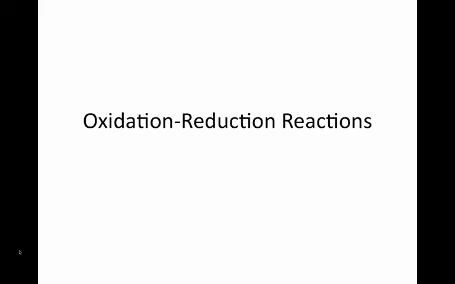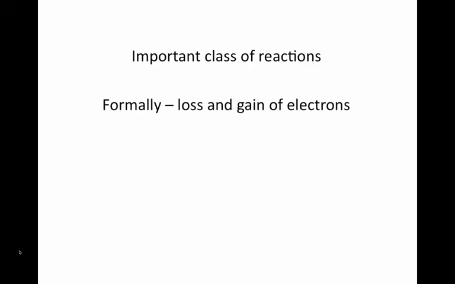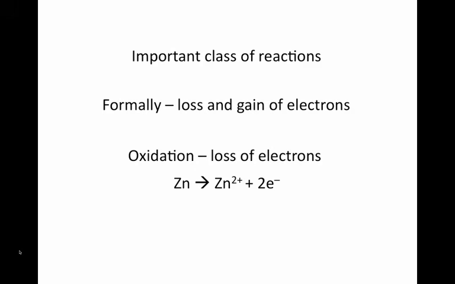Oxidation-reduction reactions. These reactions are an important class of reactions formally involving the loss and gain of electrons. Oxidation is said to be the loss of electrons. For example, if zinc metal goes to zinc 2+, then it must lose 2 electrons. And reduction is classified as the gain of electrons.